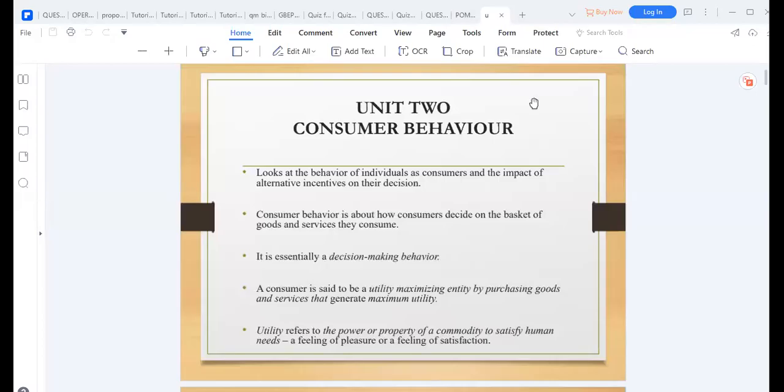Welcome to our class on consumer behavior. This unit basically looks at the behavior of individuals, the capacity of consumers, and the impact of alternative incentives on their decisions. We are going to look at consumer behavior about how consumers decide on a basket of goods and services they consume. We're also going to look at consumer behavior in terms of decision-making and utility.